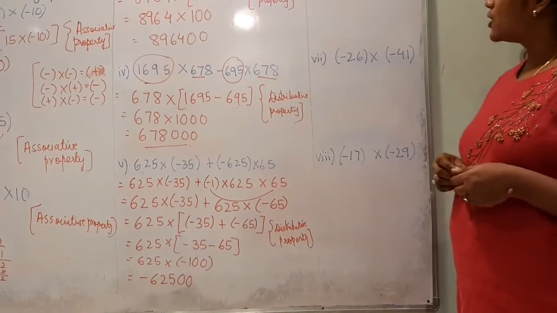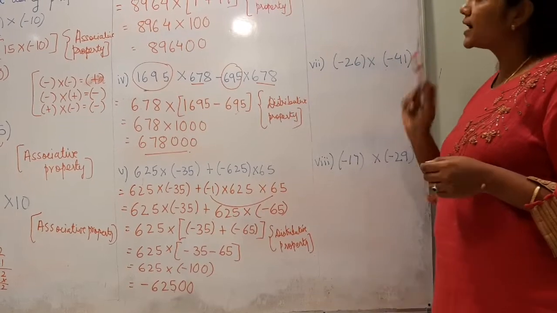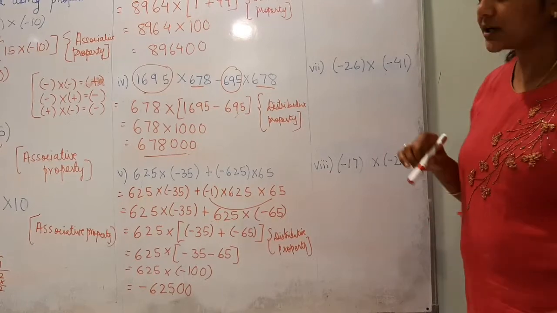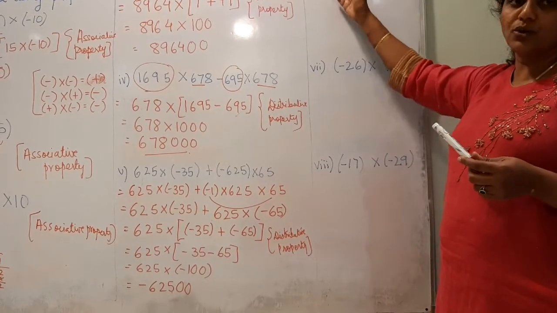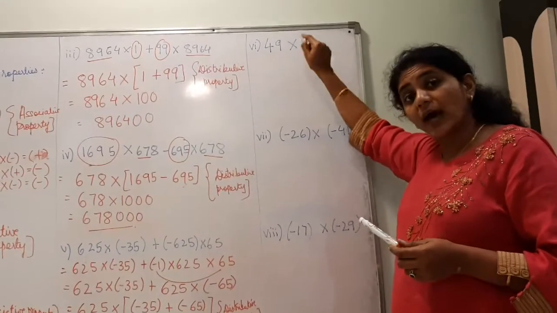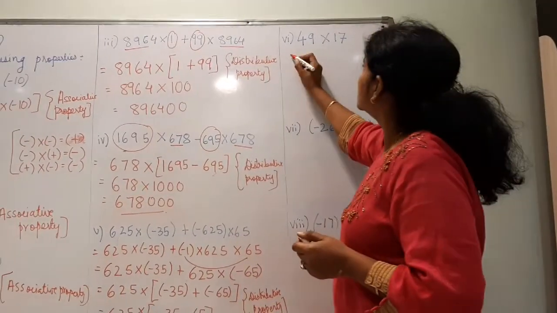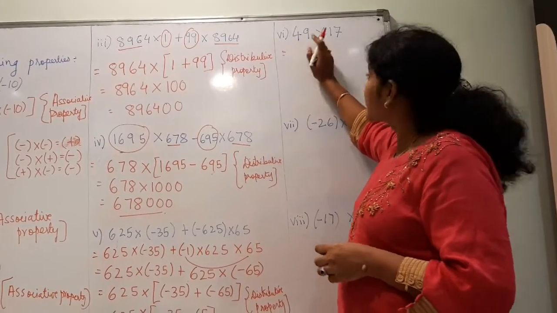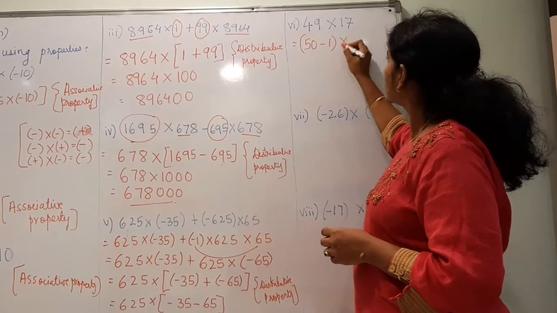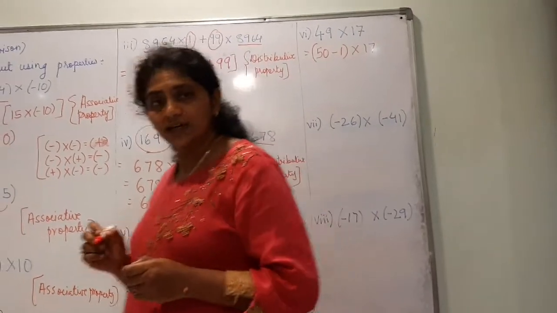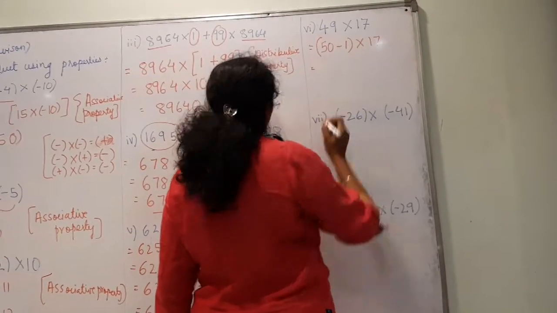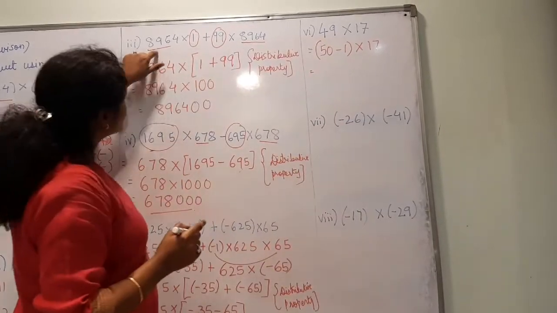Right? Now, sixth one, 49 into 17. Again you have to use the distributive property here. Now how can you do it? You cannot simply multiply 49 into 17. You have to use properties. So to simplify, I can write 49 as 50 minus 1, into 17. Now again you have to use the distributive property.